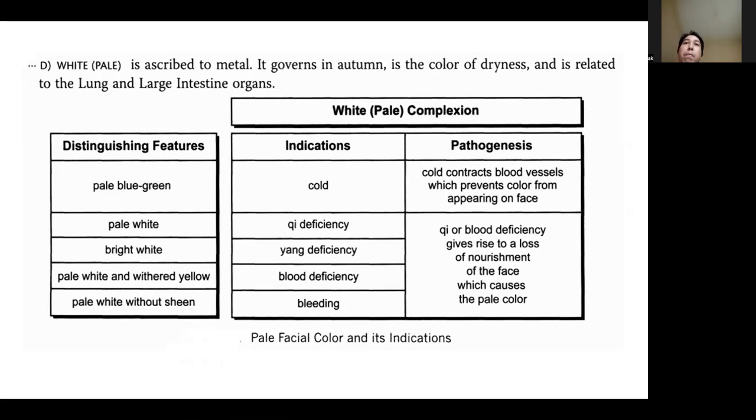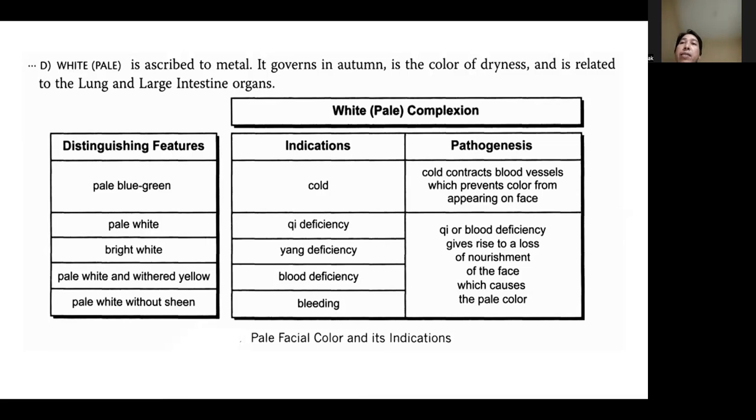Letter D, the white or pale is ascribed to metal. It governs in autumn, is the color of dryness and is related to the lung and large intestine organs. The distinguishing feature of pale blue-green, the indication is cold. And the pathogenesis is cold contracts blood vessels, which prevents color from appearing on the face.